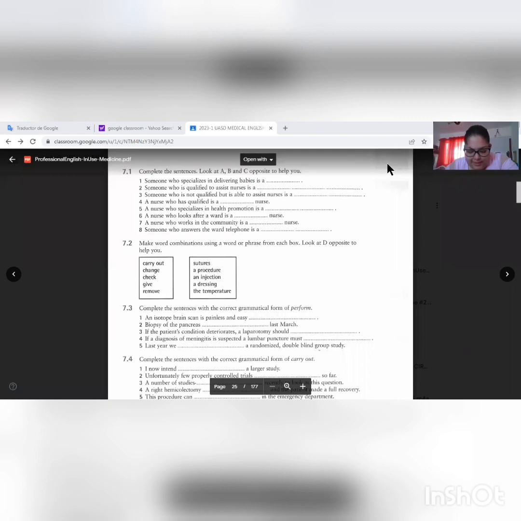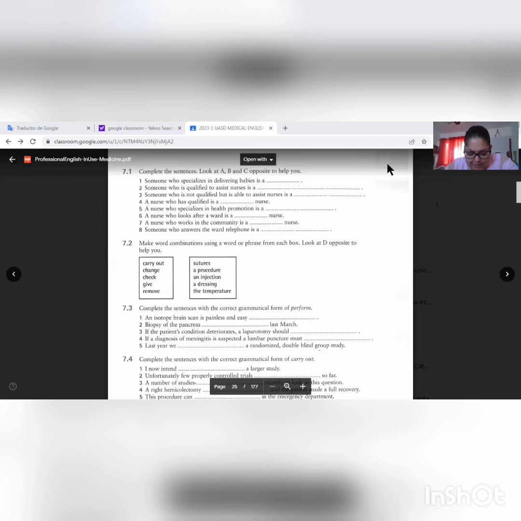7.3, complete the sentences with the correct grammatical form of perform. An isotope brain scan is a painless and easy procedure. Biopsy of the pancreas was performed last March. If the patient's condition deteriorates, a laparotomy should be performed. If a diagnosis of meningitis is suspected, a lumbar puncture must be performed. Last year, we performed a randomized double-blind group study.